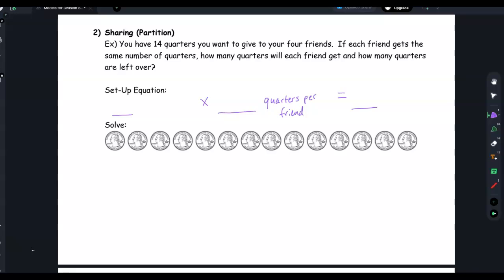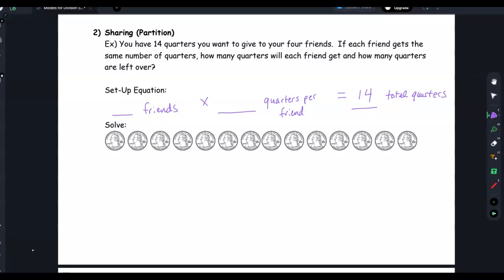And again, I like to start with that one because that tells me what the units are going to be elsewhere. So whatever comes after the word per goes on the first number. So this would be friends, and whatever comes before the word per is going to be what it's equal to. So quarters, or if you want to say total quarters, it's fine either way. So what do I know? Well, I know that I have 14 quarters, right? That is not per friend, that's the total, right? 14 quarters to give my 4 friends. So I'm gonna say this is 14.